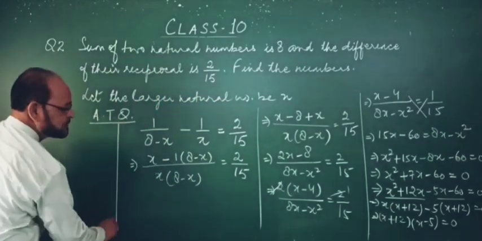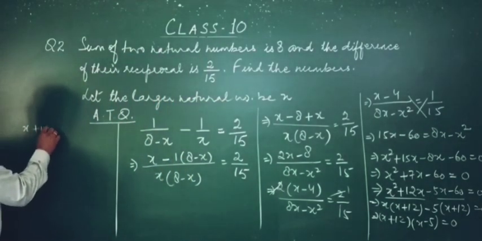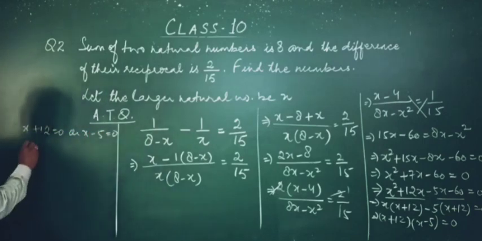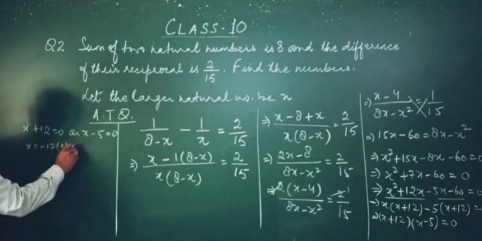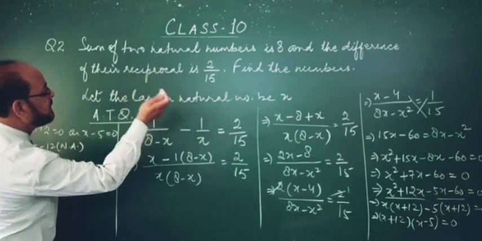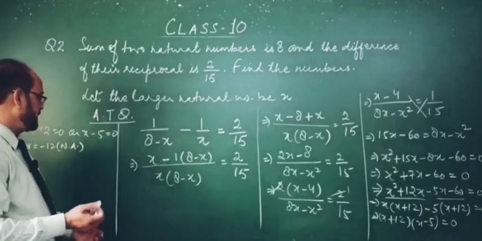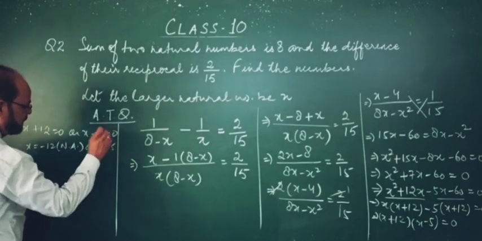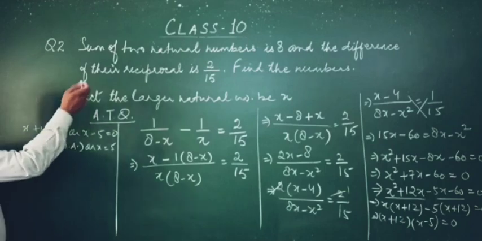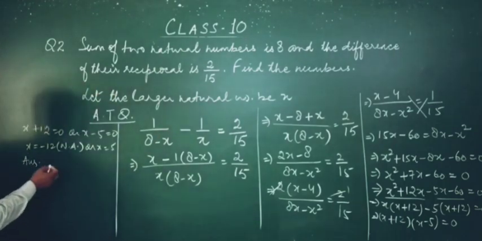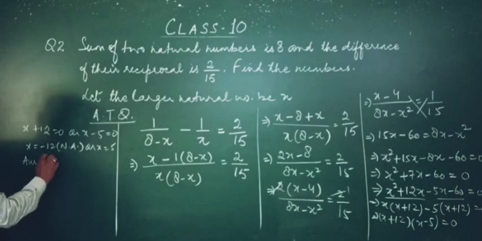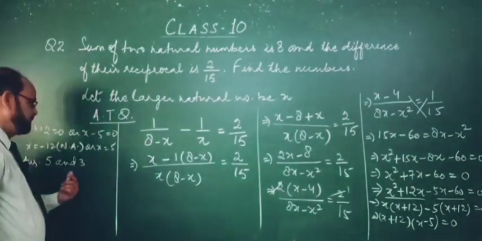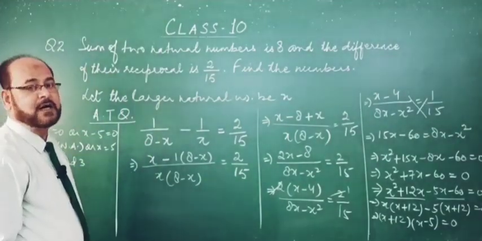After that, we will take x plus 12 equals 0 or x minus 5 equals 0. Here x is equal to negative 12. This will be not applicable. Why? Because it is given natural number, and natural number starts from 1. So we will neglect this negative value. Now x equals 5. So finally the two natural numbers will be 5 and 3. We will put the value in 8 minus x, so 8 minus 5 will give you 3. So 5 and 3 will be the answer.